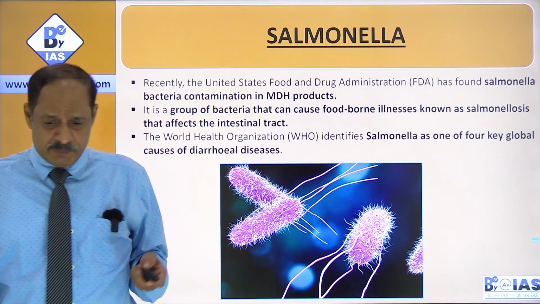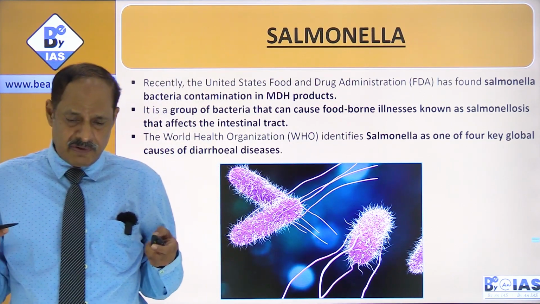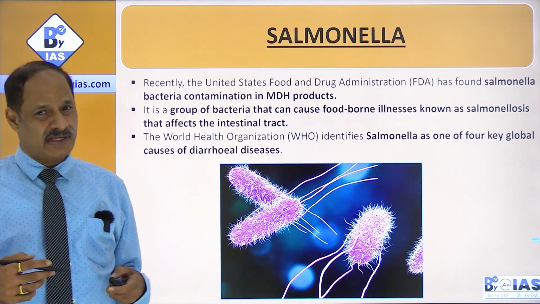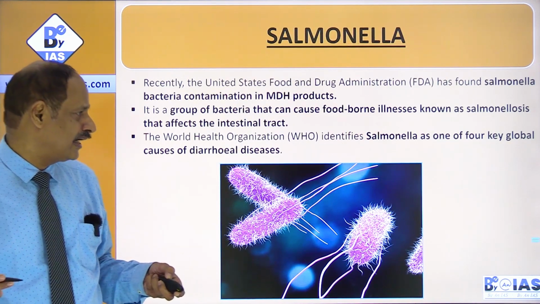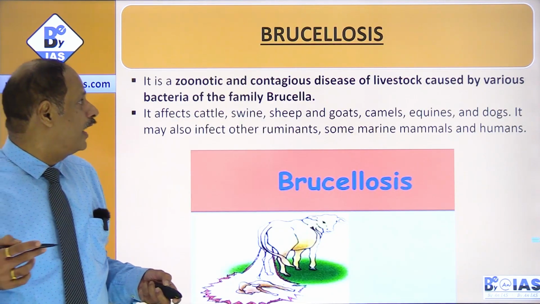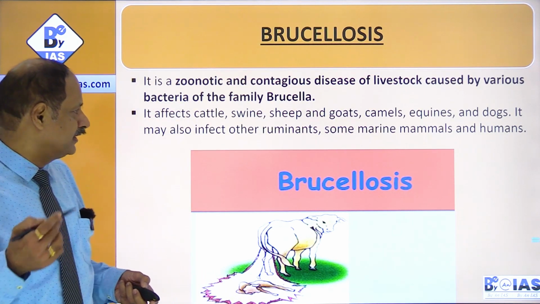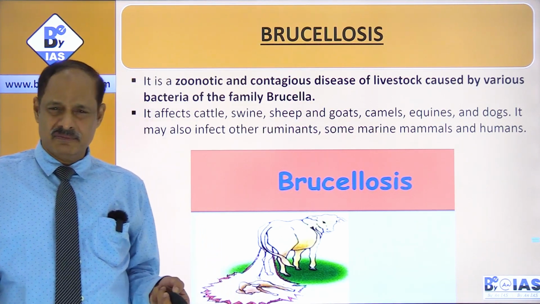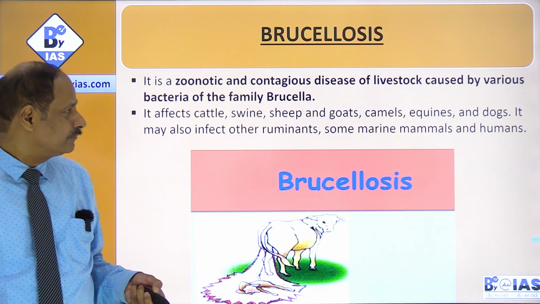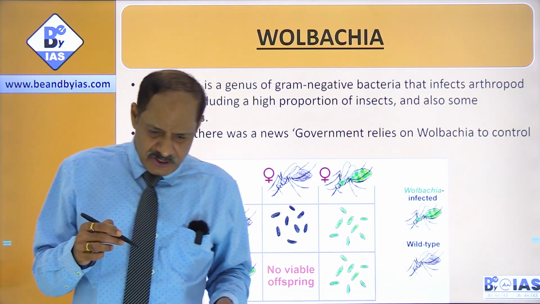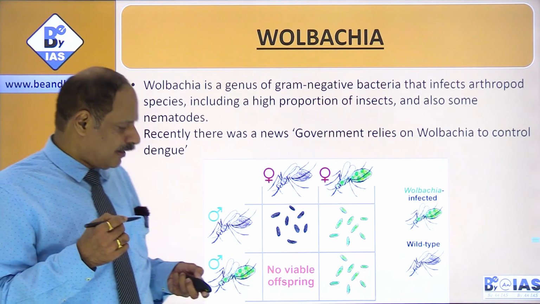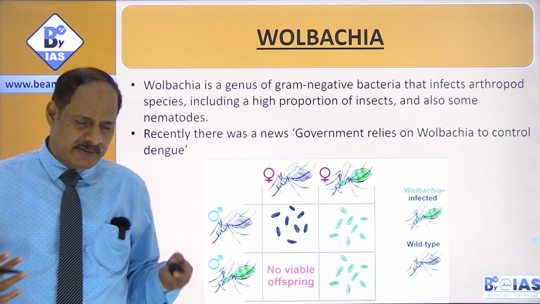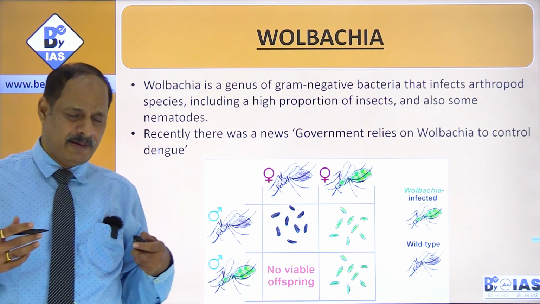Then salmonella is basically caused by the food we eat. So salmonellosis could be another very dangerous and spreading disease in recent times. And then brucellosis is a contagious disease, generally occurring in livestock, poultry, etc. And then Wolbachia is a very interesting bacteria that infects basically some insects. So there is a proposal from some scientists that this could probably be used to in fact control dengue.